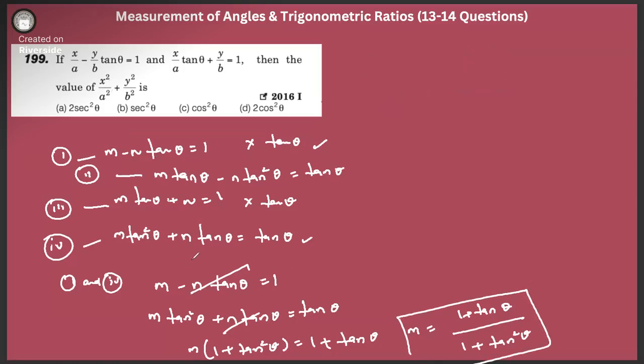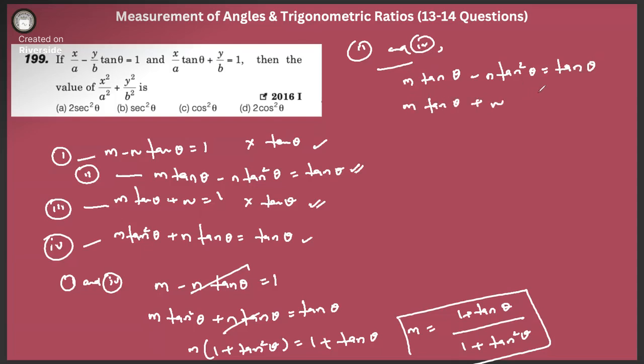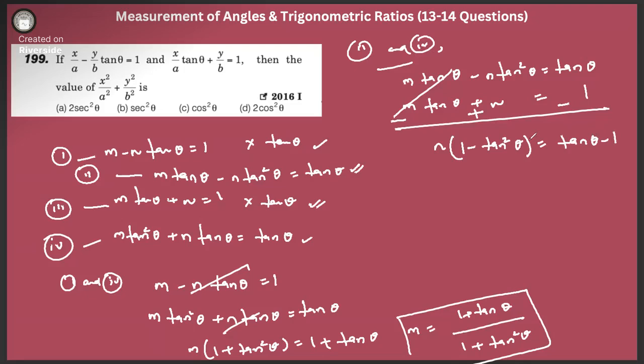Okay, so we got the value of n. Now we need to get the value of m. To get the value of m, if we take 2 and 3, tan theta minus n tan square theta is equal to tan theta, and 3 is m tan theta plus n is equal to 1. Have I written it correctly? This one will change minus plus minus. This one gone. This one is m into 1 minus tan square theta is equal to tan theta minus 1. Right or wrong, guys? So m is equal to tan theta minus 1 divided by 1 minus tan square theta.